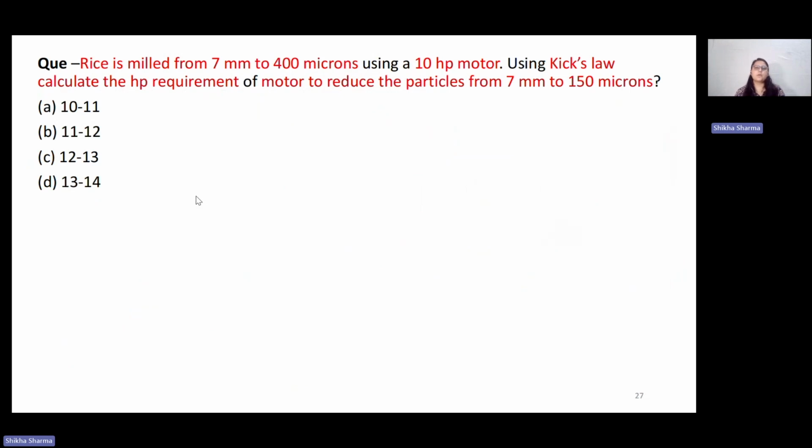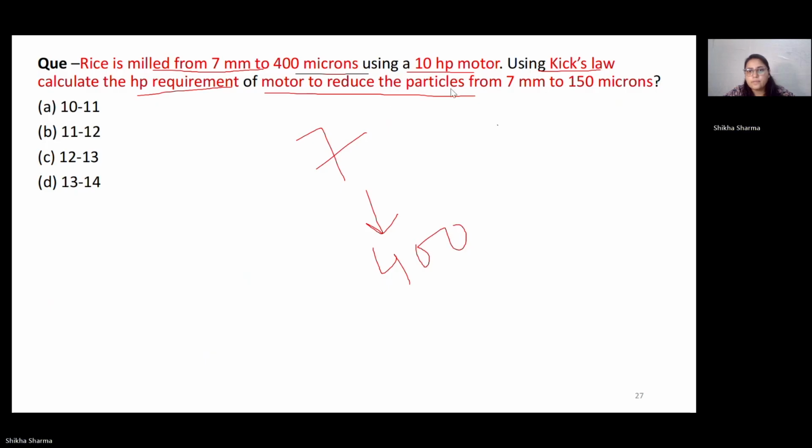Okay, let's discuss Kick's law now. Rice is milled from 7 mm to 400 microns using a 10 HP motor. Using Kick's law, calculate the horsepower requirement of the motor to reduce a particle from 7 mm to 150 microns. So from Kick's law we need to find how much power is required when we are reducing from 7 mm to 150 microns.